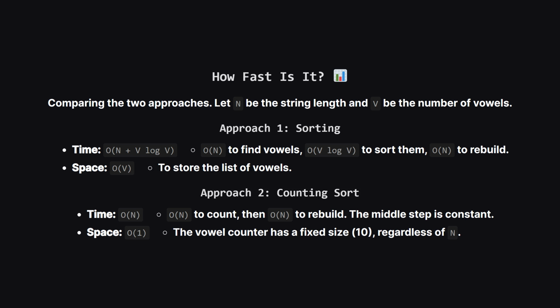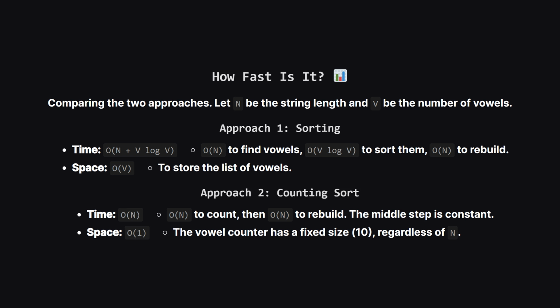So let's talk about performance. For the first approach using a general sort, the time complexity is dominated by finding the vowels, which is order n, and sorting them, which is order v log v, where v is the number of vowels. The space required is order v to hold the list of vowels.